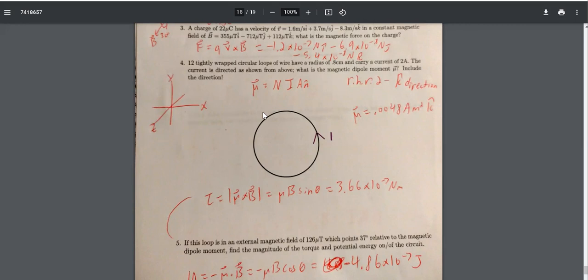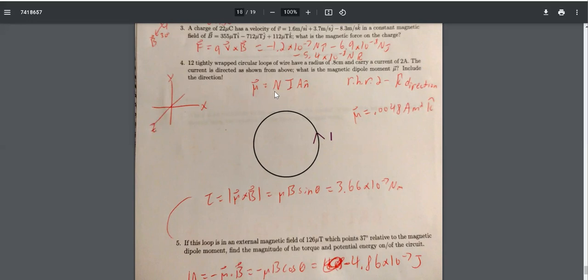And remember, to find the direction of the magnetic dipole moment, we use the second right-hand rule. So we take our right hand, we curl our fingers in the direction of the current, which means we curl them around like this. If you curl your fingers in this direction, then your thumb is sticking out towards you. That's the direction of this magnetic dipole moment. So in this coordinate system, this is in the positive z direction. It's out of the page.